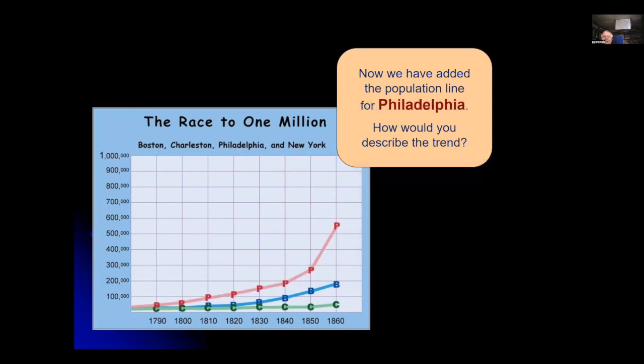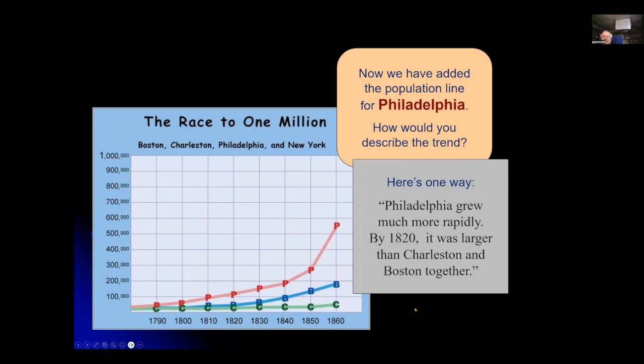If I add the line for Philadelphia, it had about 25,000 people way back at French and Indian War time. How come it grew so much faster? Well, that's a little bit misleading here, that even by 1820, it was larger than Charleston and Boston put together, and therefore was a logical place to put the Continental Congress and things like that.